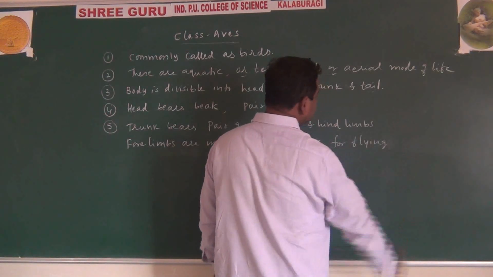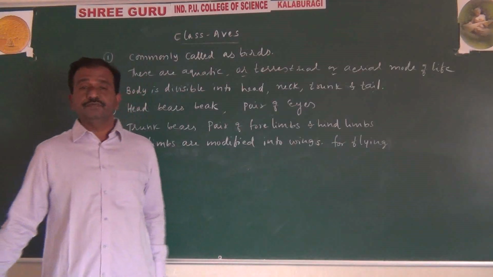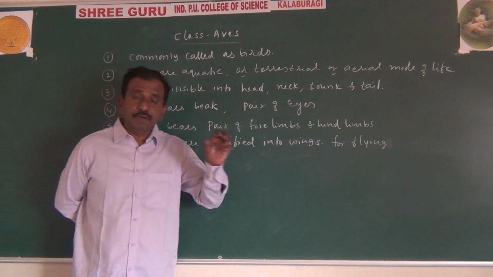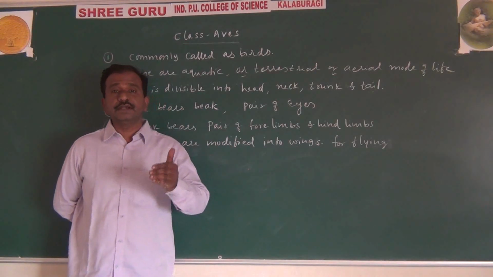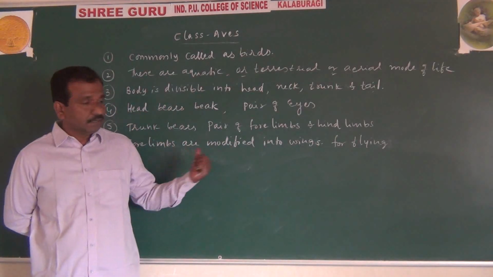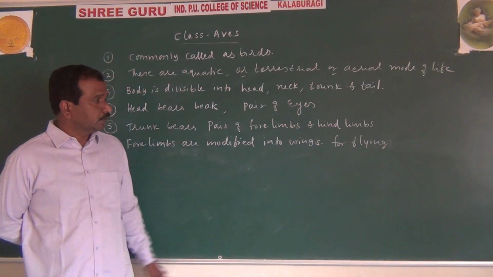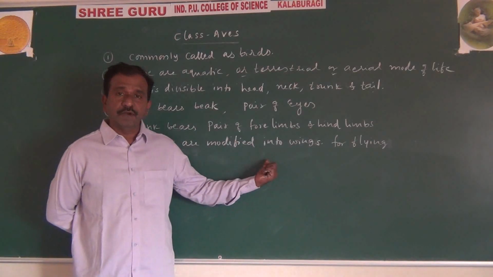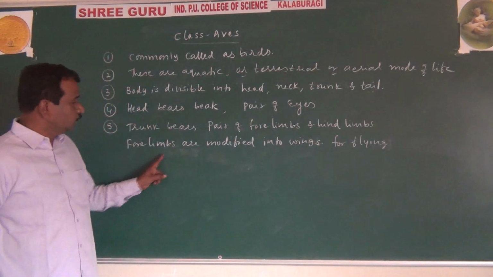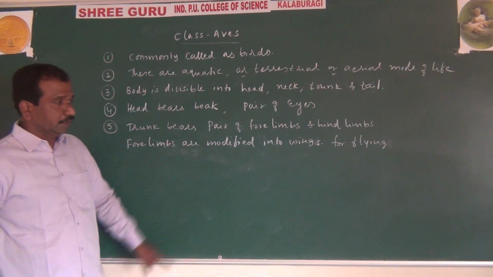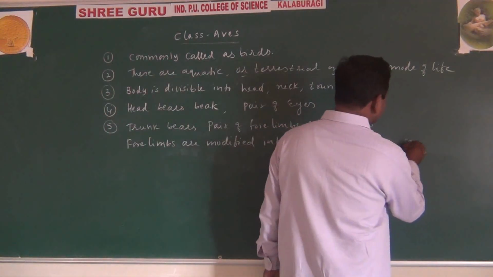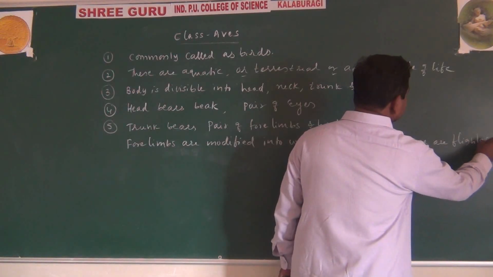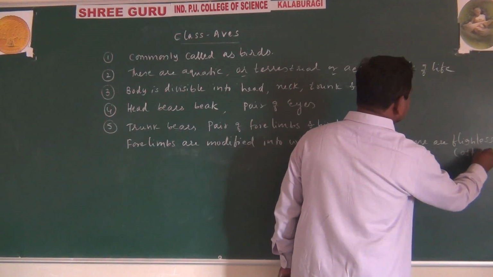Normally flight adaptation is found in the case of birds. Then next, some of the birds are considered flightless birds. Of the flightless birds, for example, the ostrich, we are observing it as a flightless bird. Forelimbs are modified to wings for flying. Some are flightless. Example here, ostrich.